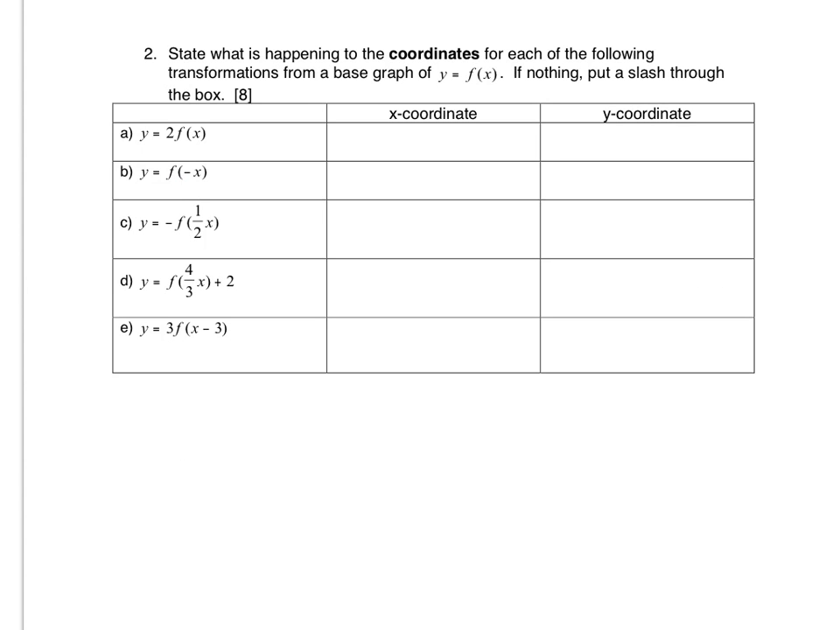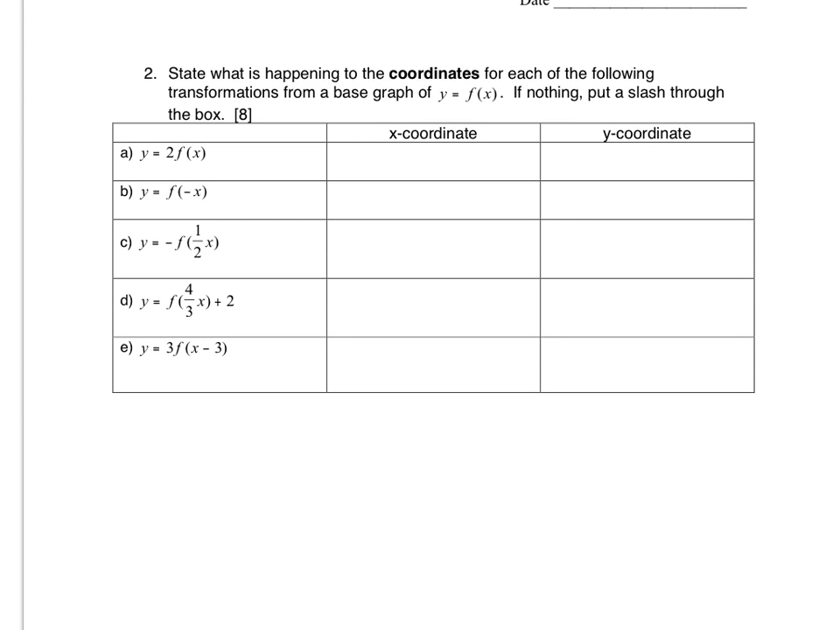The next question is to consider the base function y equals f of x, and based on all these functions here, I have to write what is happening to the x coordinate and y coordinate. So I'm going to start with A. It says 2f of x. It is obvious that nothing happens to the x coordinate, so I put a slash here. This means nothing happens to the x coordinate. But the y coordinate is going to be multiplied by 2. So I'm going to write times 2.